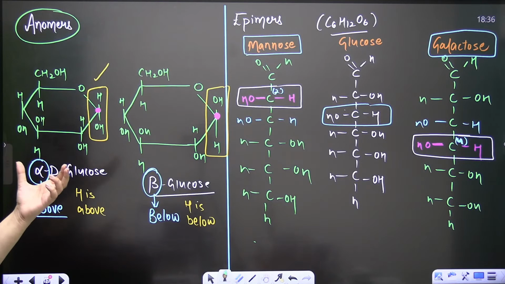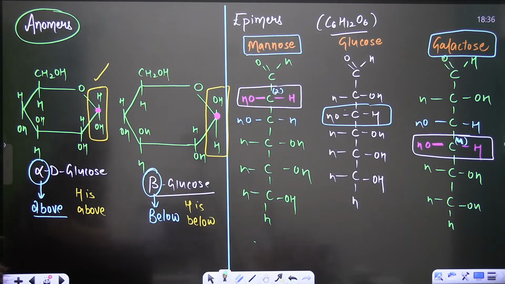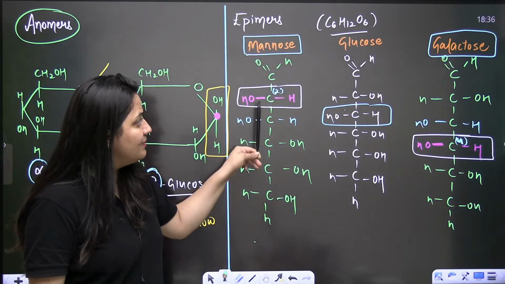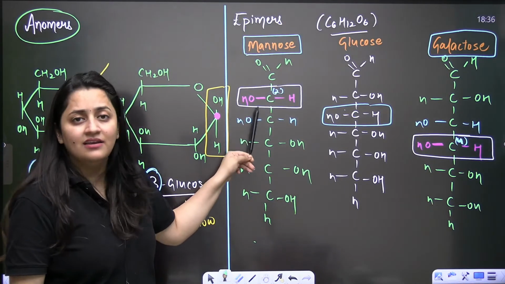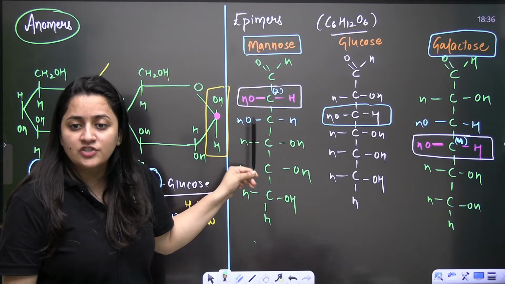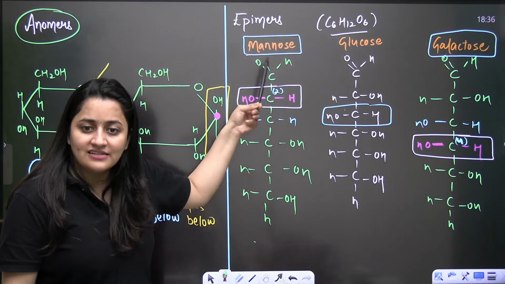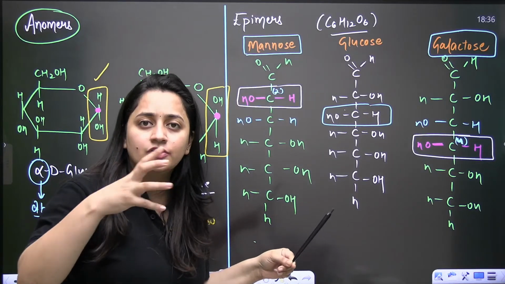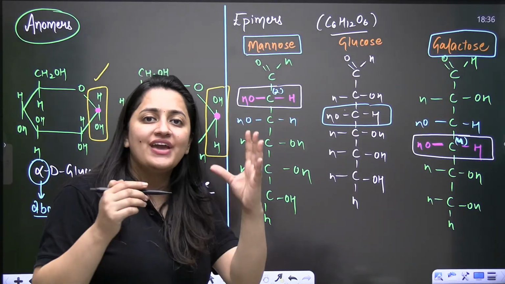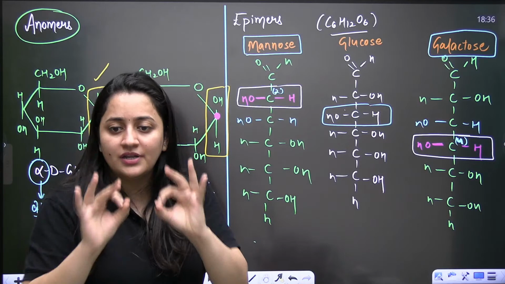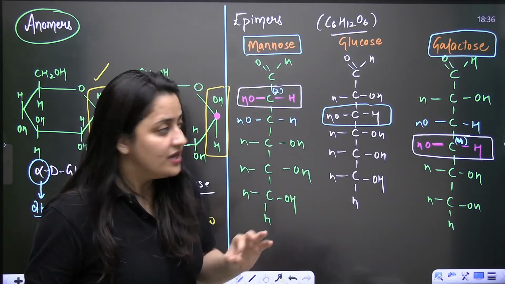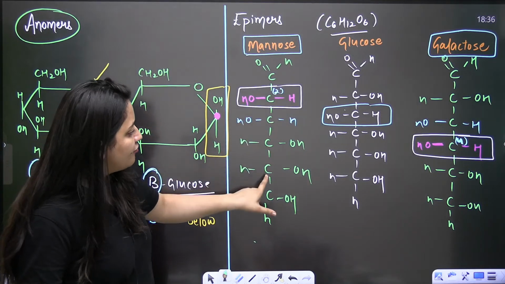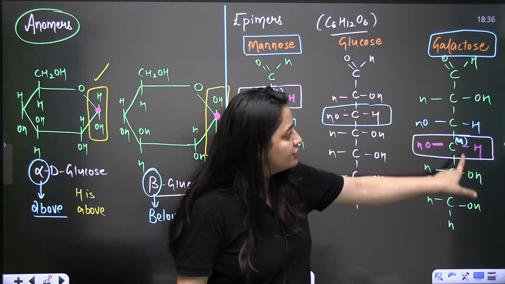Epimers, all 3, they are the same. There will be a change in the position of only one H and OH group. This is what I'm saying. That is the definition of epimers. They are the isomers that are formed by the interchange of H and OH group at a particular position. So here, when it is the mannose, carbon 1, carbon 2, carbon 3, carbon 4, carbon 5, carbon 6.